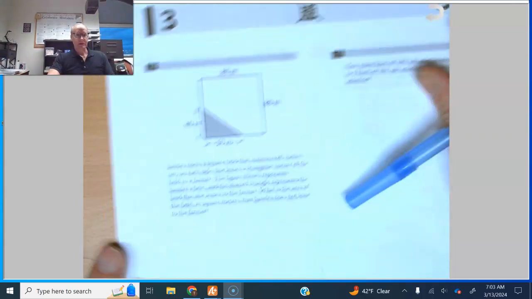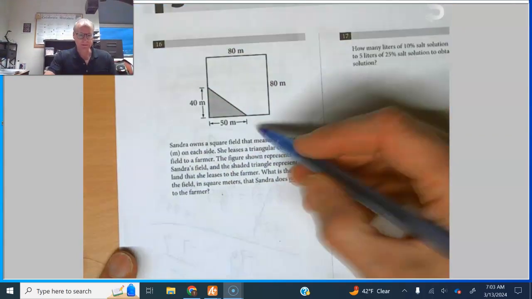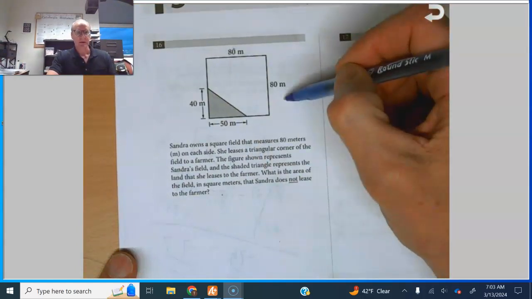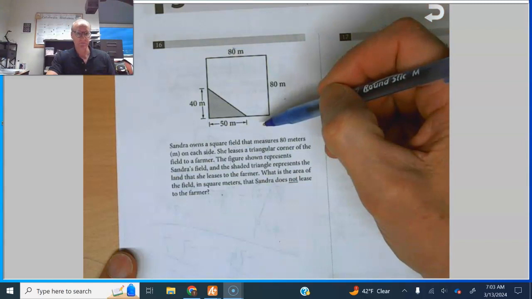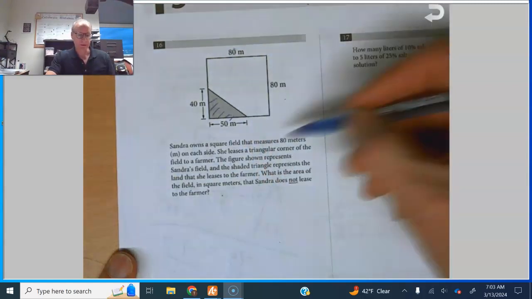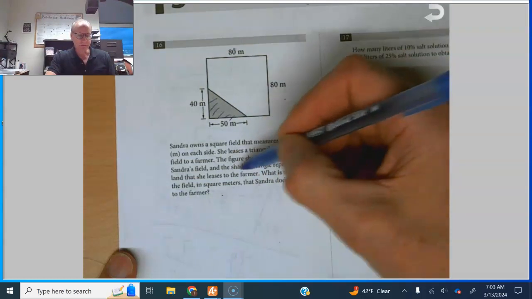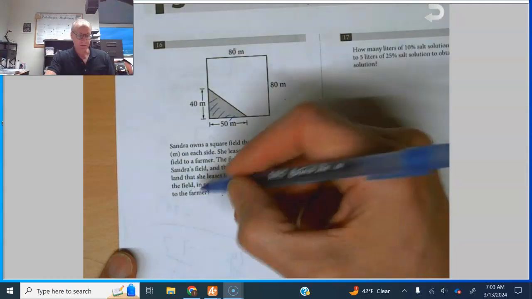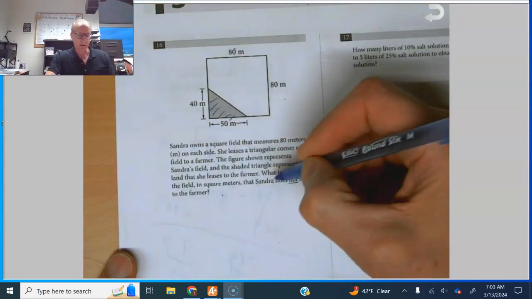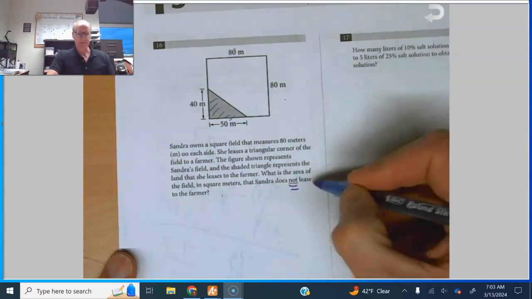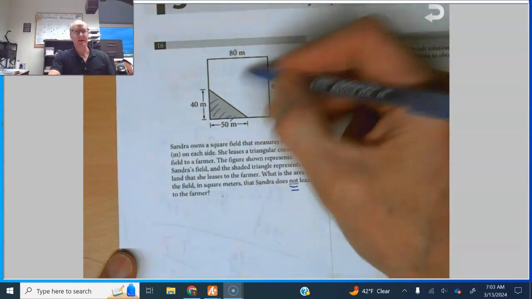All right, we've got a field, and it's a square field. It's 80 by 80 meters, and she leases a triangular part, so it looks like we're looking for area here maybe. It says that she leases that part of the field to the farmer. What is the area in the field, in square meters, that she does not lease to the farmer? So we're looking for this white area.